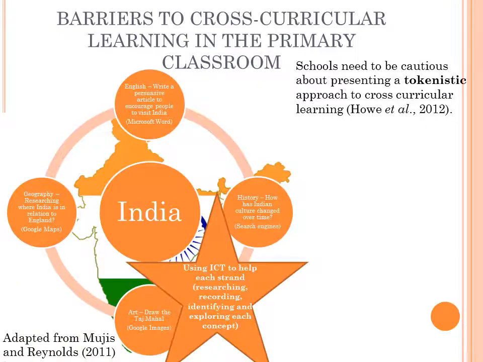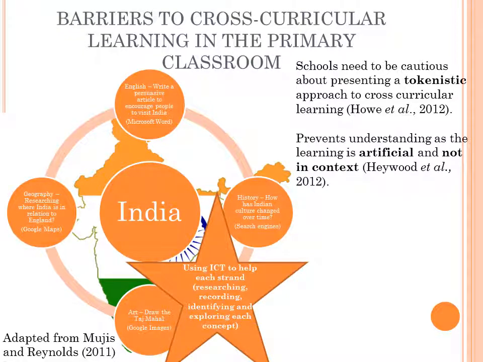Howe et al. 2012 warned schools need to be cautious about presenting a tokenistic approach to cross-curricular learning. This means that learning is forced to be fit into a model and it may not be most appropriate. Hayward et al. 2012 further explains that this prevents understanding as the learning is artificial and not in context.